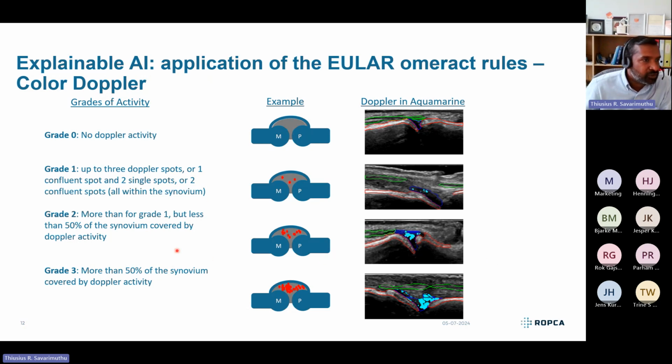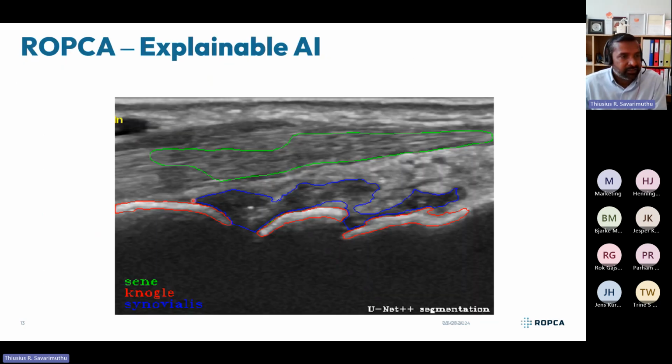And also, and we'll come back to that, we also created a way to actually describe the findings so that the doctors could relate to it. And this is what we call explainable AI. So most algorithms at that point were kind of black box algorithms where, in this case, for instance, you could put in an ultrasound image and then you got a disease activity score out.